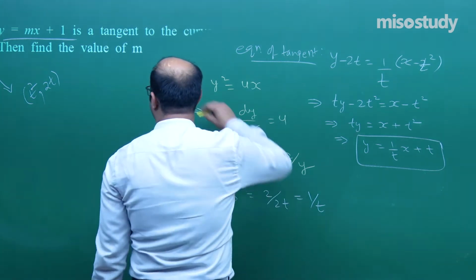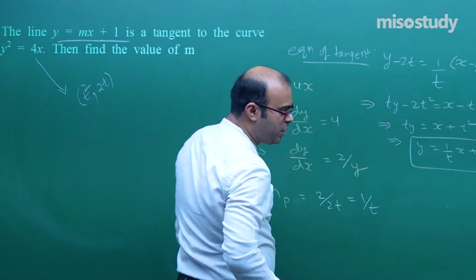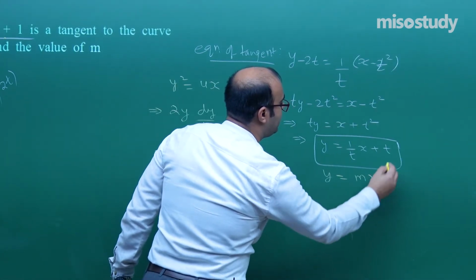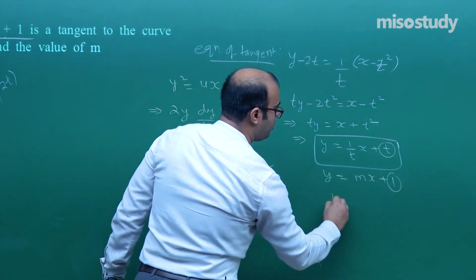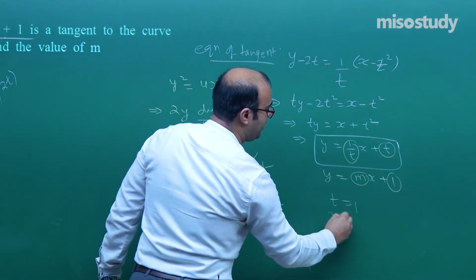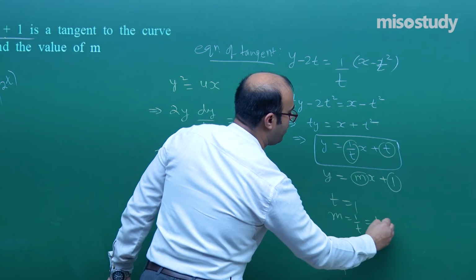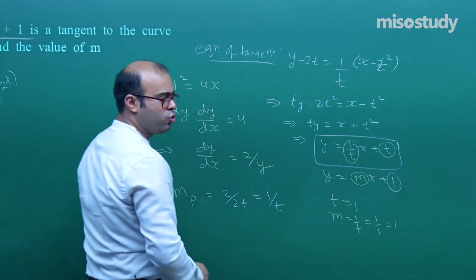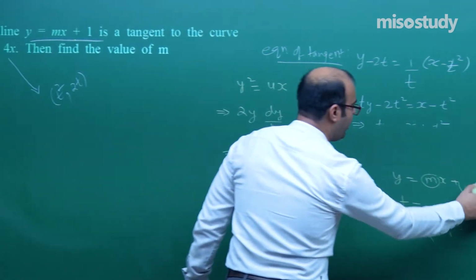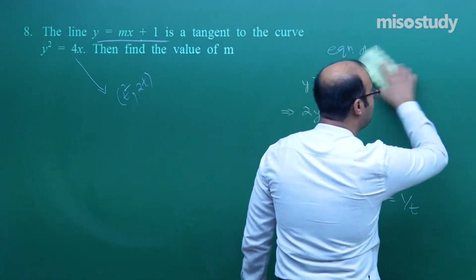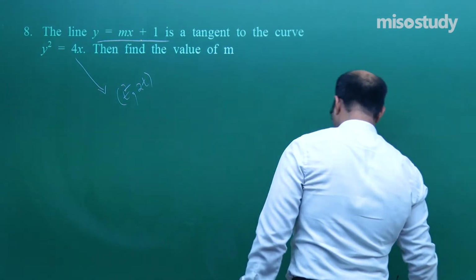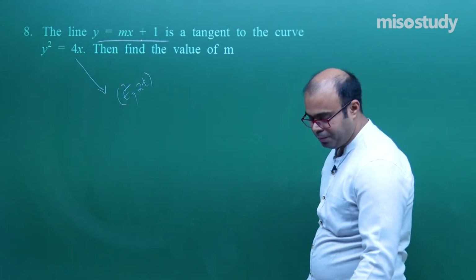But what is given? It is given as y is equal to mx plus 1. So if both the tangents are same, then this t is replaced by 1. So t is equal to 1. Then this m, which is actually 1 by t, will become 1 by 1, that is also 1. So we found out by comparing the equation of the tangents. One tangent is given to us, another tangent we have found out by using the derivative concept and slope of the derivative.